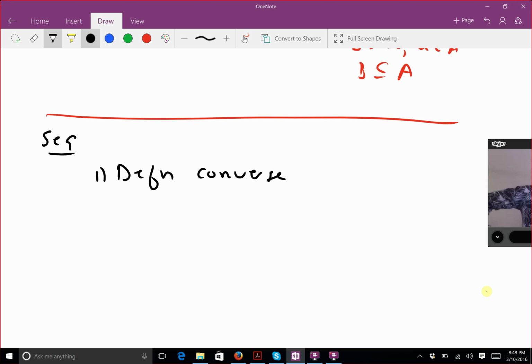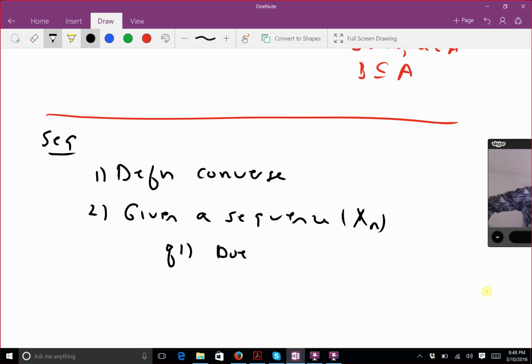Okay. But that's what we have done up to now. Yeah, but now here's the problem. Here's the real problem. Given a sequence, we want to know, does it converge? We'll call this x sub n. So does x sub n converge? And then the second question is, if it does converge, what does it converge to?